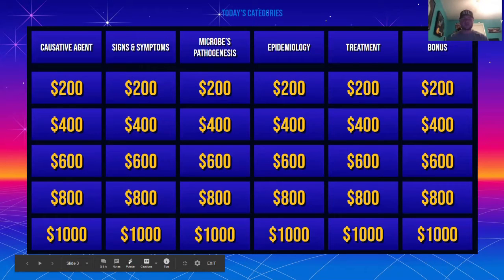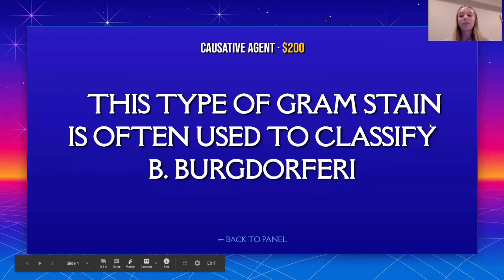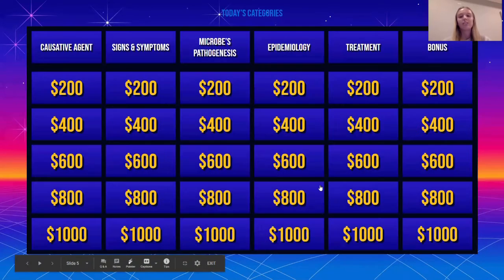I'd like to start off with causative agent for 200, please. All right, sounds good. This type of gram stain is often used to classify B. burgdorferi. Rachel? What is gram negative? That is correct. All right, will you choose another category?